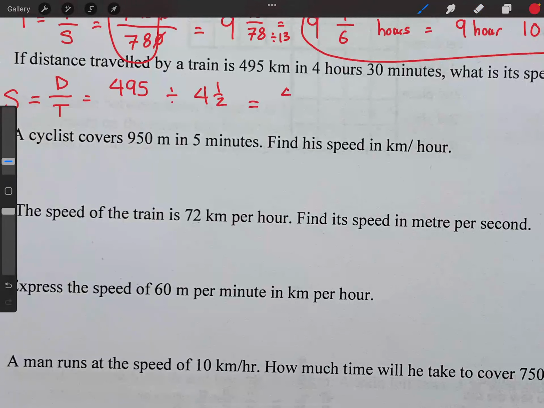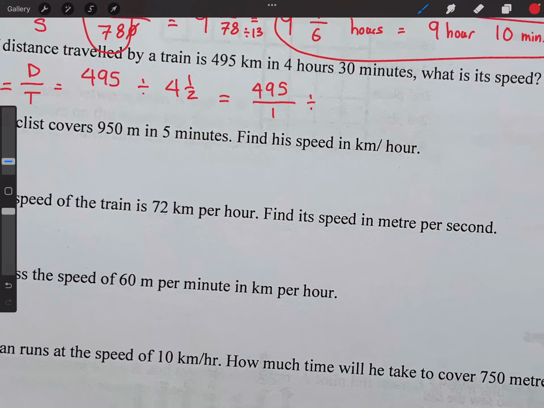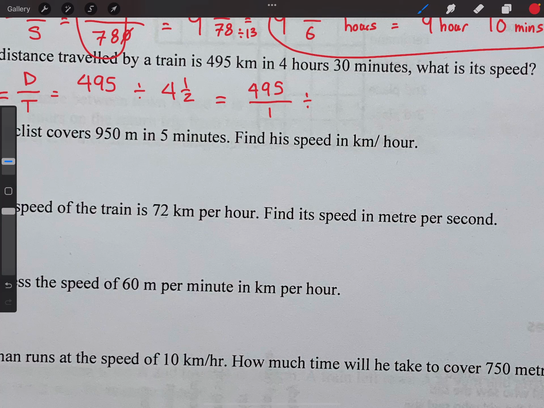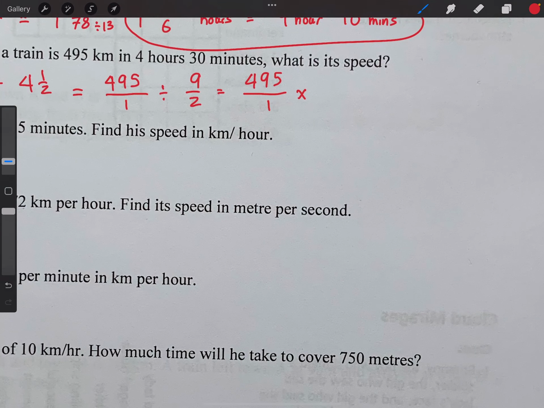So we're going to take 495. This is a whole number, so you put it over 1. And you're going to divide by 4.5. So 4.5 turned into an improper fraction, you get 9/2. And when you're dividing fractions, you're going to do what? You're going to flip the second number upside down and change it to a times. So 495 times 2/9.